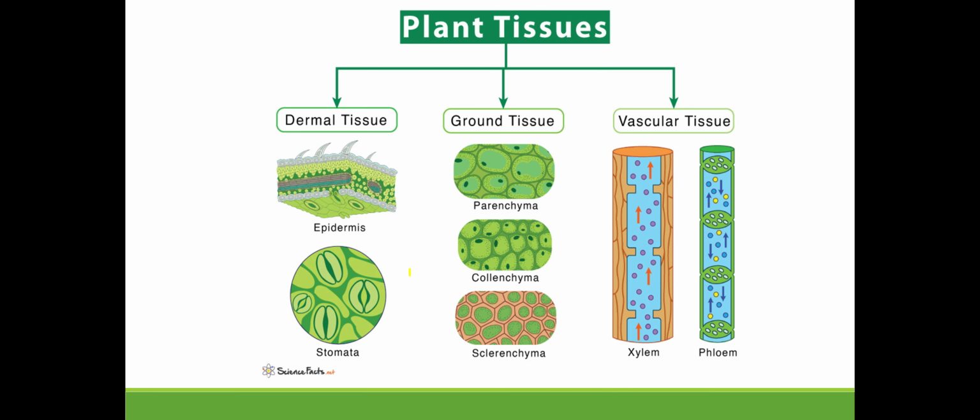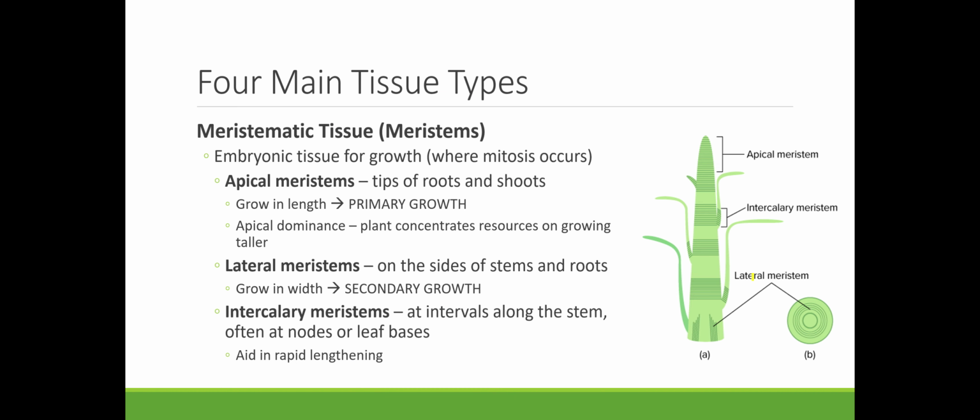So here's kind of some examples. You have the dermal tissue on the outside. That would be your epidermis. We're going to take a look at the cells that make up our ground tissue here in a moment. So there's different types of ground tissue depending on what part of the plant you're in. And then your vascular tissue, once again, is your xylem and phloem for transport. And you can see that they definitely have different structures to them. They also have different directions of transport.